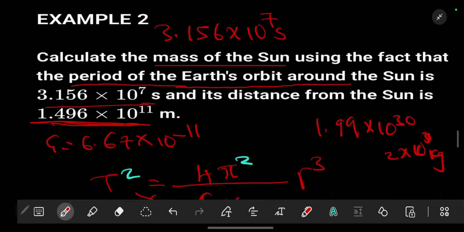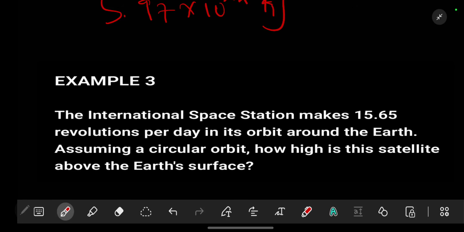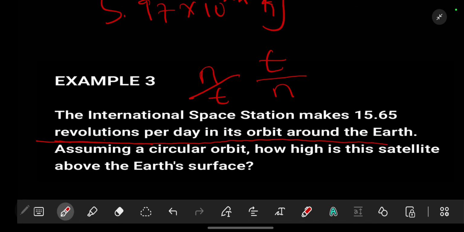Let's move on to our next question. So if we have this, the International Space Station makes 15.65 revolutions per day. So immediately you see revolutions per day. So revolutions per day is frequency. Anything number per given time is frequency. But time per given number of revolution is period. So in this case, we have 15.65 revolutions per day in its orbit around the Earth.